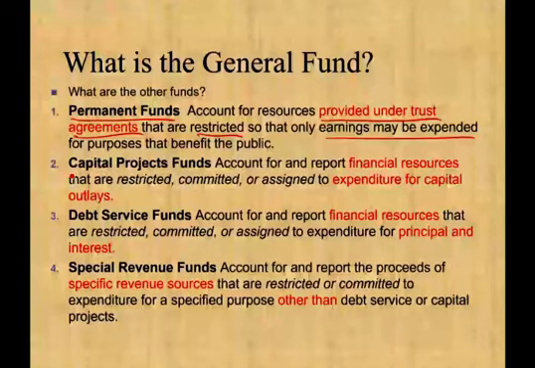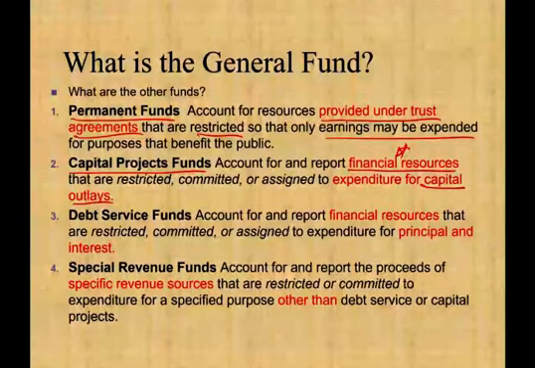The capital project fund is another fund, and again, we cover all of those in my course. It accounts for and reports financial resources. Financial resources means money that is restricted, committed, or assigned to expenditure for capital outlays. So notice we don't maintain the capital asset itself, the building, the road, the bridge. What we are accounting for is the financial resources, the money.